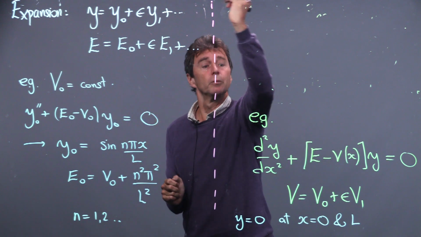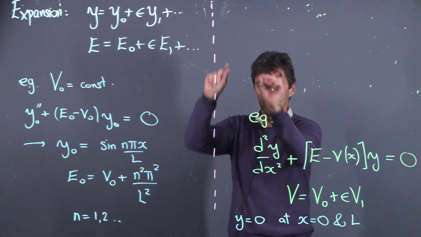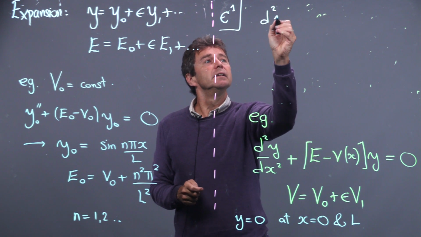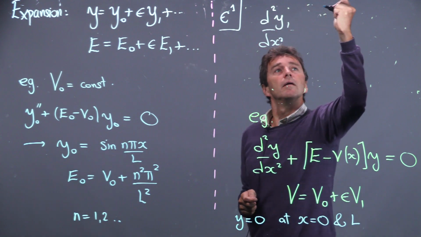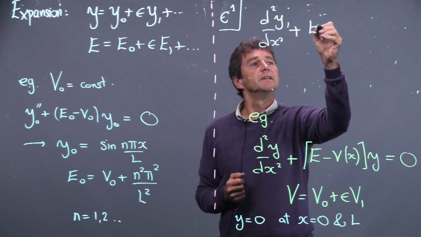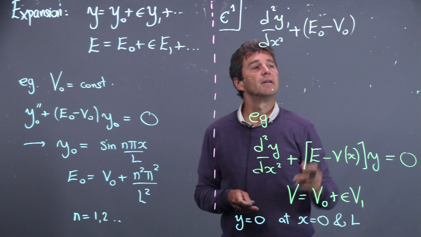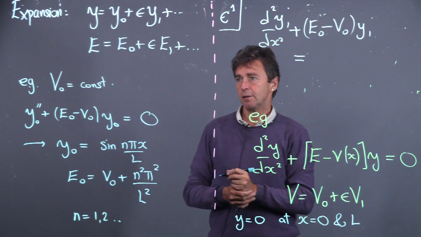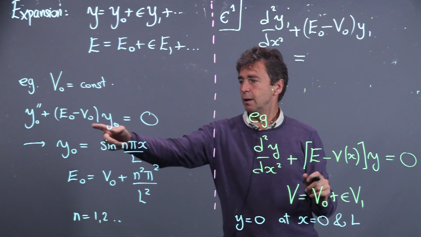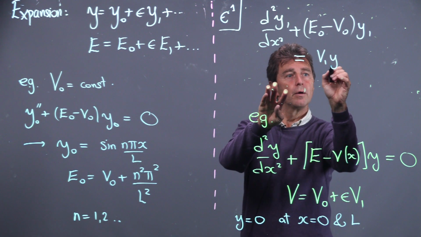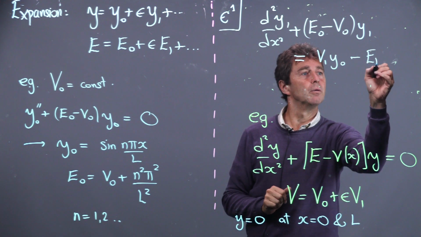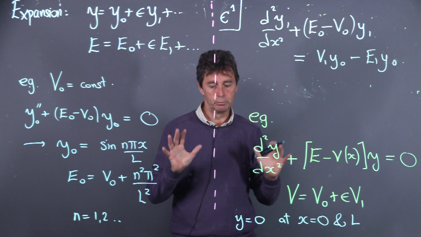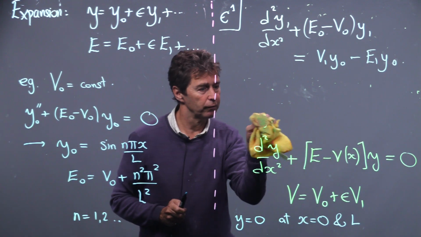The equation for y1, when I take my expansions, put them in there and then collect together the terms with one power of epsilon, I get d2y1 by dx squared, then there'll be something that looks like this, plus (E0 minus V0) times y1 equals, so what's left over? Well, there's going to be the perturbing term, which came from the V here, so this is going to be V1 y0, and then there's going to be the minus E1 y0. And y0 is going to be something like that, and E0 like that. So that's assumed known at this particular point. Okay, so how can I solve this particular problem?